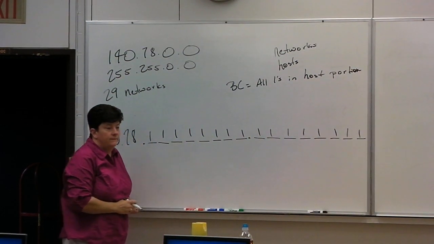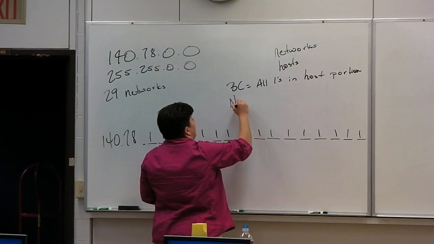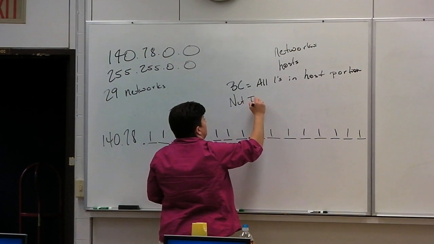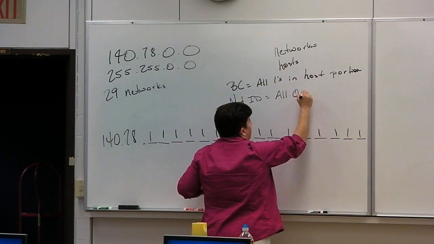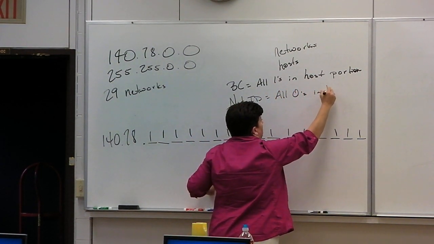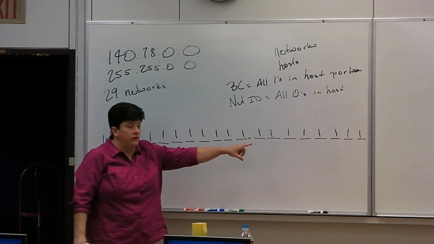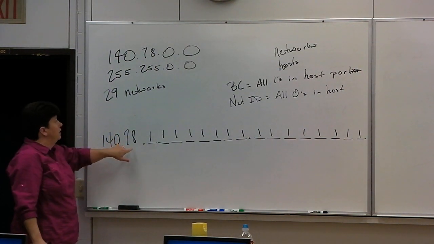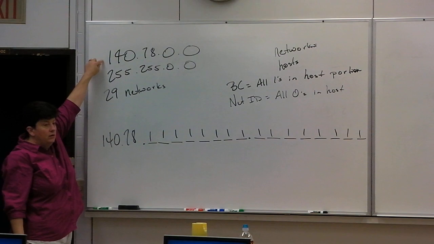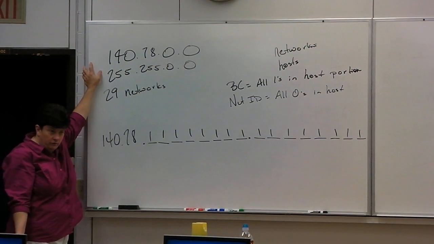Right? My network ID is all zeros in the host. So if I were to get rid of this and write all zeros there, you would be telling me that the network you own is 140.78, like I have written up here. Right? Because to write zero in binary is all zeros.